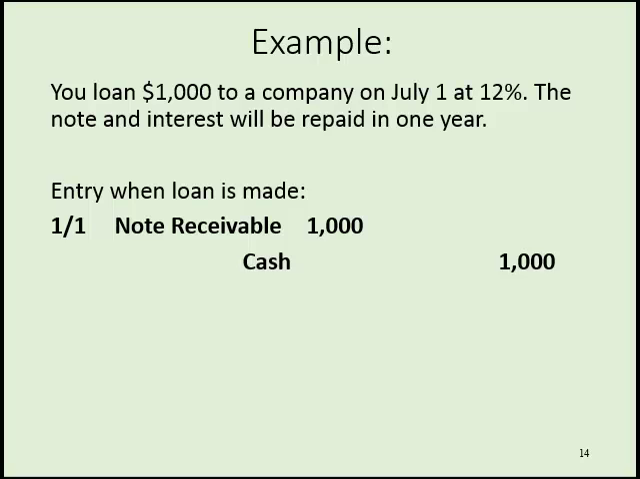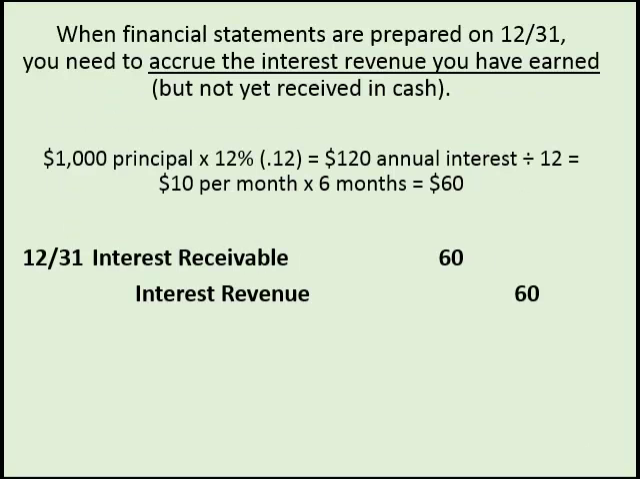So for example, let's say that your company loans $1,000 to another company on July 1 and is charging 12% interest. The note and interest will be repaid in 1 year. So when that loan is made initially, the company loaning the money will debit notes receivable for $1,000 and credit cash for $1,000. Now let's say that financial statements are going to be prepared on December 31.